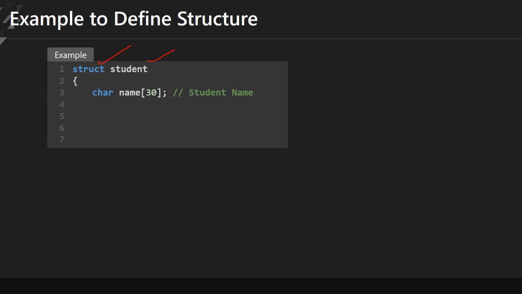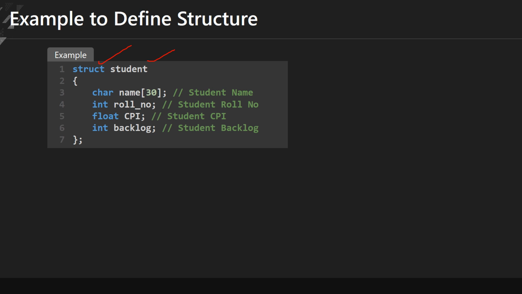As usual, we declare that as an array because a name has a number of characters. Student name is declared as a char with size 30. So you can give 30 characters of name for a particular student. And the student roll number we declare as an int, and CPI and CGPI can be declared as a float. Then student backlog, and close.